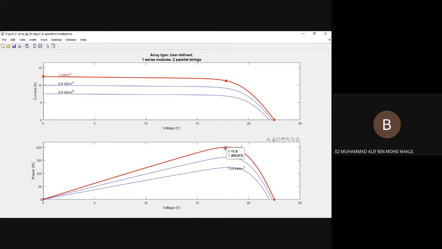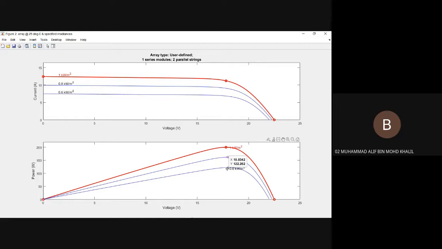So from here, from the power versus voltage graph, you can see that at 70.8 volts, it will reach 200.072 watts in power. And for the 800 irradiance, we're going to see that it must reach 161.786 power at 17.9611 in voltage. Same goes for the 600 irradiance.